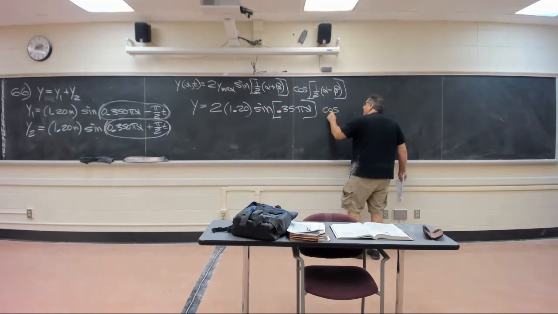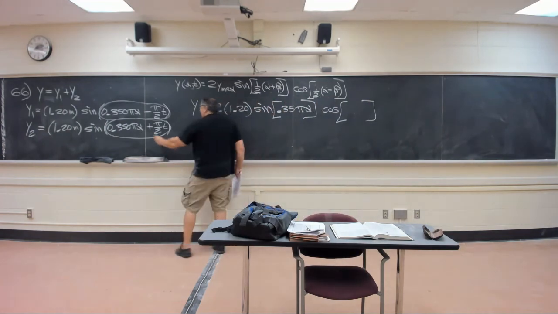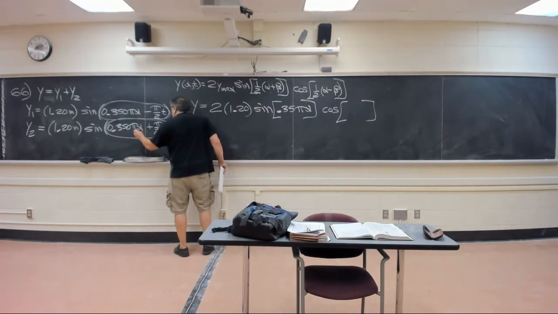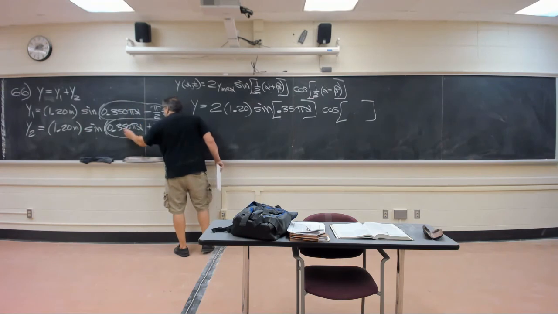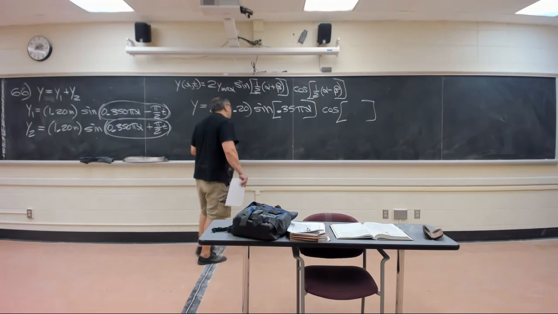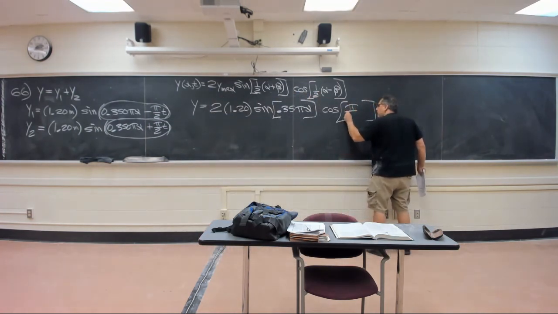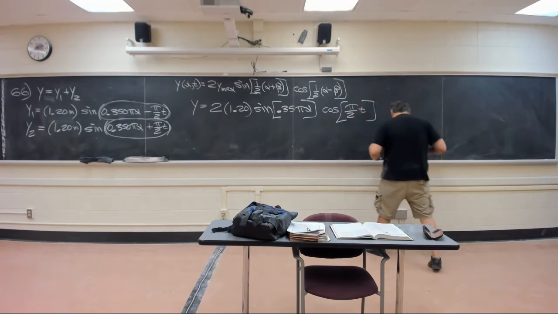Here you got cosine. Here's alpha, here's beta. Take this, subtract that from it. This, subtract that, is 0. This, subtract a minus. Minus a minus is plus. It's pi over 2 t plus pi over 2 t. It's pi t. Divided by 2, pi over 2, t.